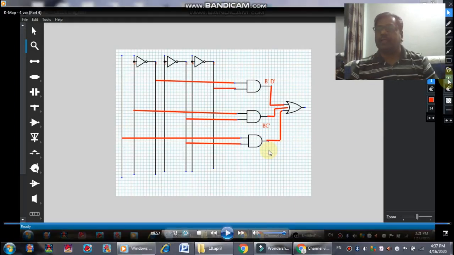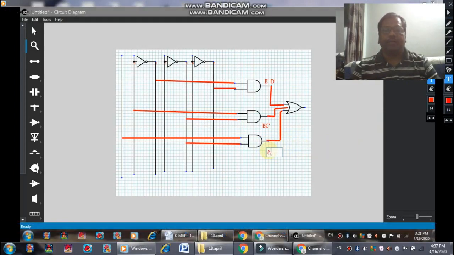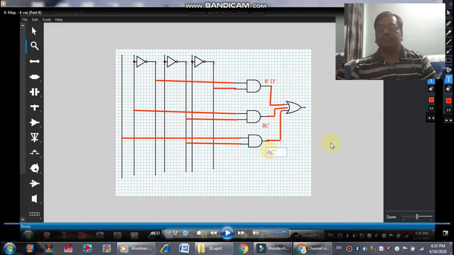The output at the end is A, B bar, A, B, A, C bar, A, C bar. That's it. Therefore, the final expression here will be B bar D bar plus B C bar plus A C bar. Thank you.